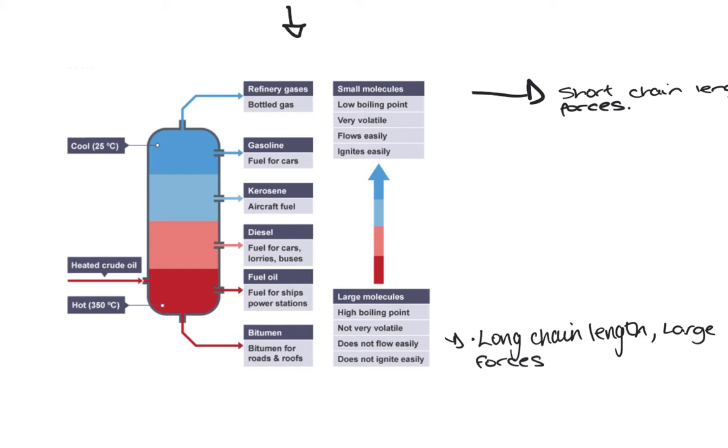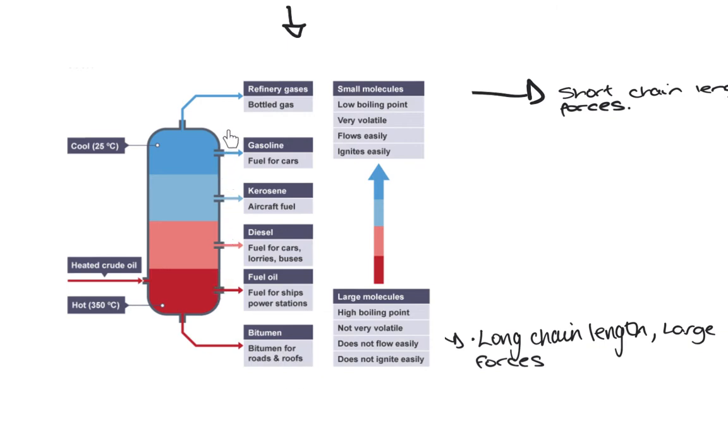Now, those are very large molecules, whilst having a very high boiling point, also are not very volatile, which means that they don't evaporate very easily. They also don't flow very easily. They are very viscous, they're very, very thick, and they don't ignite easily. So they aren't very good for things like fuel. And in fact, what they tend to be used for is things like tarmac and roofing.